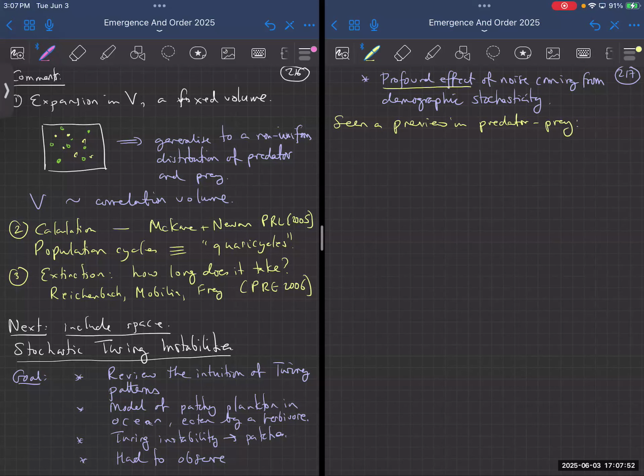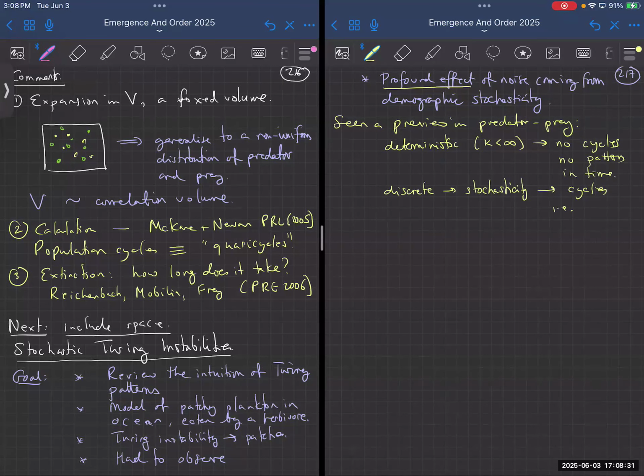In our predator-prey calculation, what we saw was that the deterministic finite carrying capacity calculation had no cycles, i.e. no pattern, but the discreteness gave stochasticity, which we calculated, which gave cycles, i.e. patterns in time.